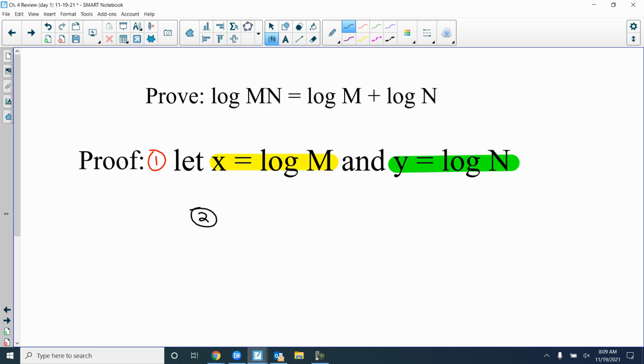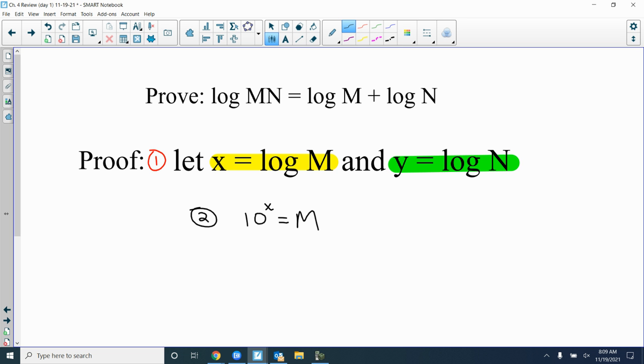What base are we in? Base 10, right? There's no base listed, so base 10. So exponential form. Make sure we're good on that. What's that going to look like? Carlos, what do you think? What's exponential form going to look like? What's my base? 10. It's going to be 10 to what power? X. 10 to the x equals what? M. Good. 10 to the x equals m.